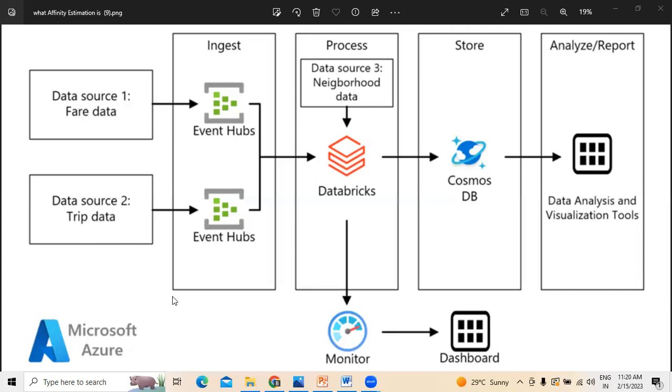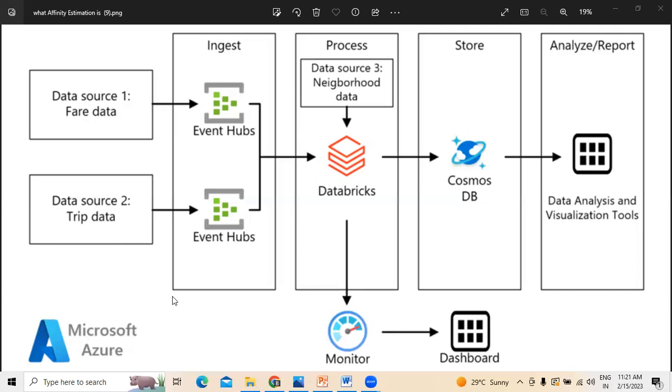Azure Databricks is an Apache Spark-based analytics platform, which is optimized for the Microsoft Azure cloud services platform as well. At the same time, Databricks is used to correlate the taxi ride and fare data and also to enrich and correlate data with neighborhood data stored in the Databricks file system.